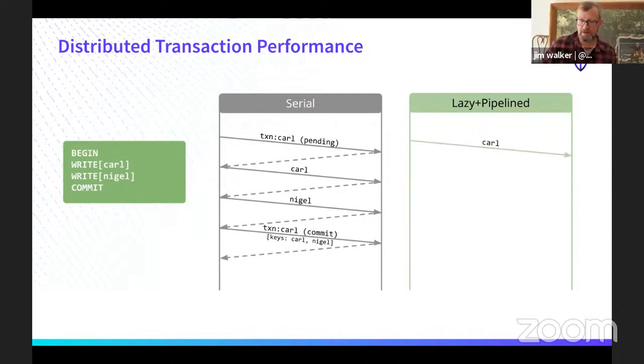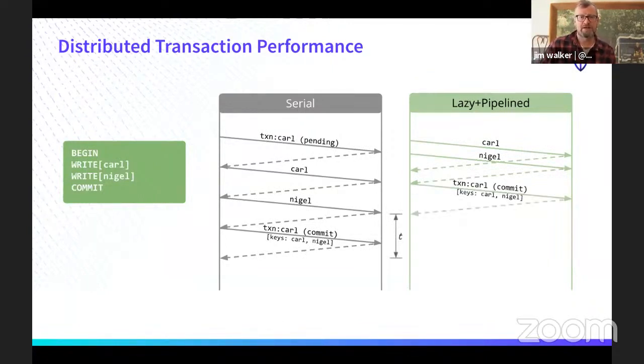That's the serial method. Now, what we've done is we're actually doing something called lazy and pipeline. We're actually going to write Carl and Nigel, and that's going to collapse that down into 2, right? And then we're just going to do the commit. Now, what I've done is I've saved this amount of time. Basically, you can presume both are going to go, and you're going to come back, and the commit's going to come back and forth, right? And so we're pipelining in the first part, right? And being lazy about it. And we're taking care of this transaction. Now that's pretty cool. I've saved a fair amount of time from a transactional performance point of view, right?